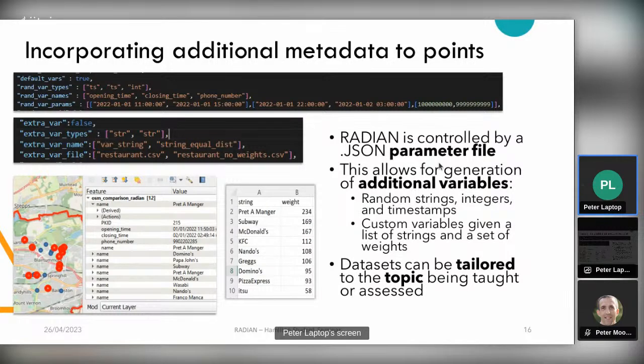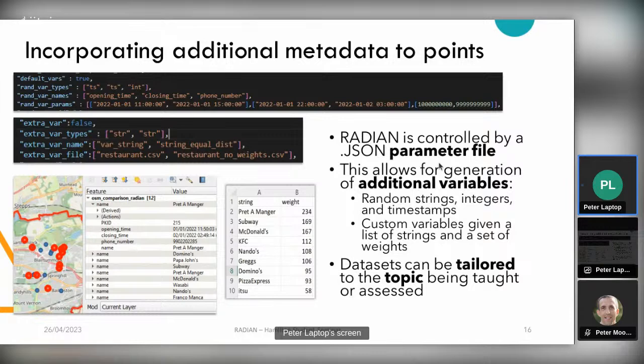So how Radian is controlled is through a simple JSON parameter file. There's just a list of various parameters that control how it's generated: the number of points, the ratio between the primary and secondary points, the number of secondary regions you want to generate, and then variables for this additional metadata. So you can have timestamps, you can have ints, and you can also include CSV files with strings or other values that can also have, now it's optional, but you can include a weight.